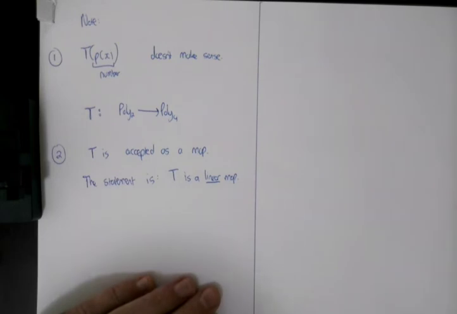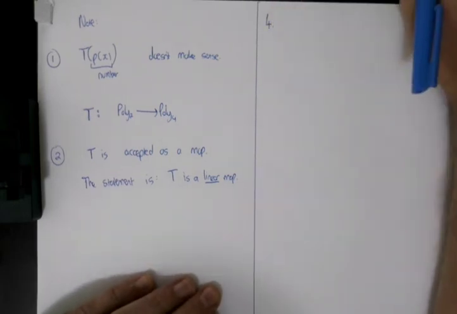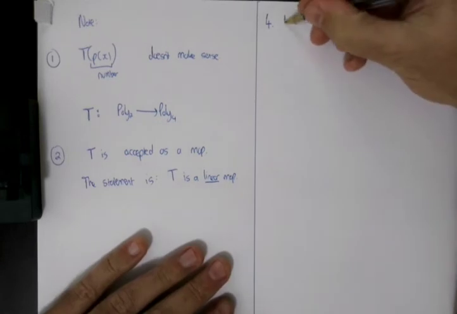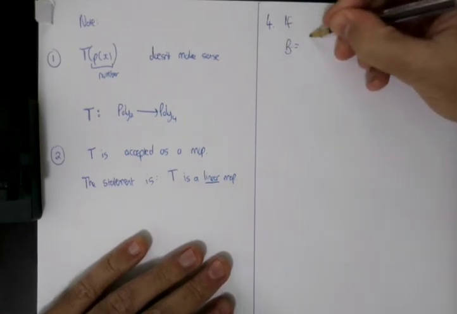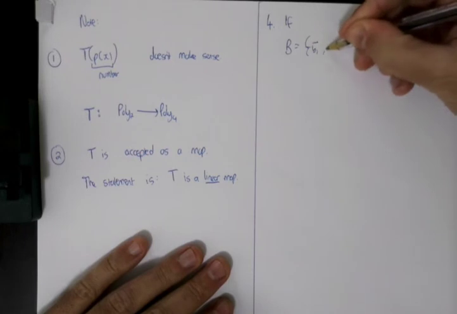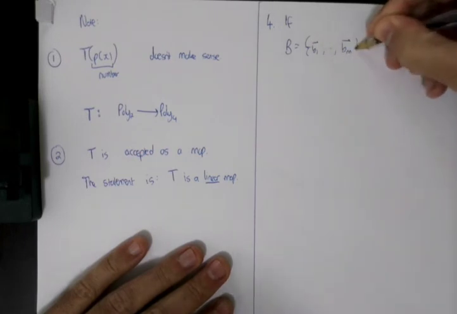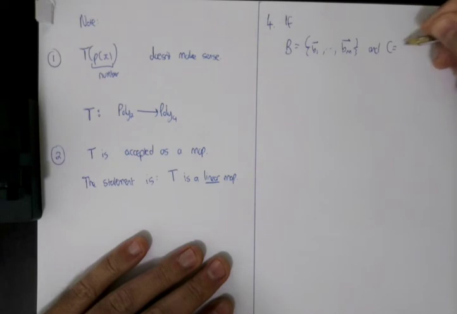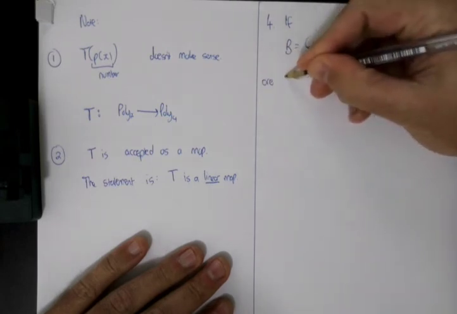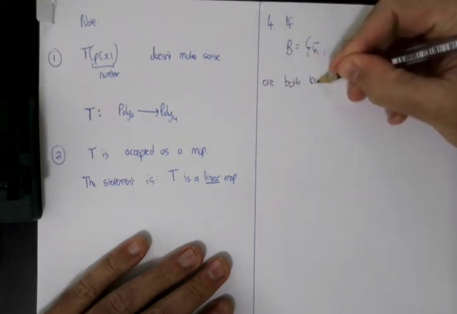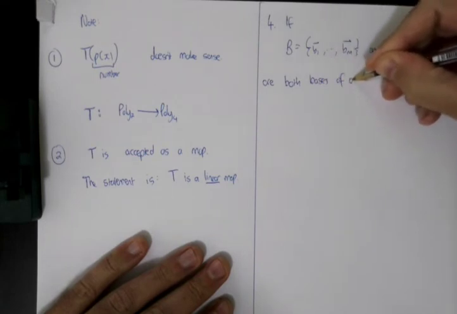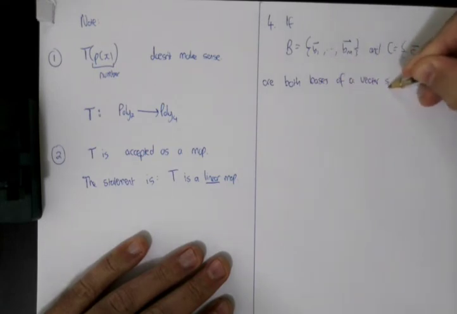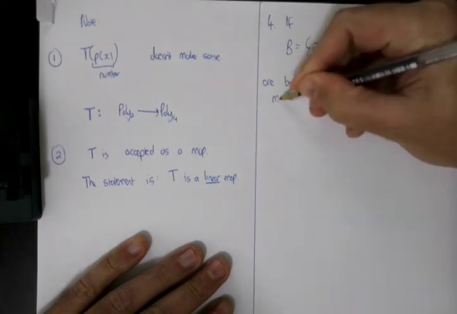Okay, let's have a look at the next question. Question 4 says, if B, which consists of the vectors B1 up to Bm, and C, which is the list consisting of the vectors C1 up to Cn, are both bases of a vector space V, then M is equal to N.